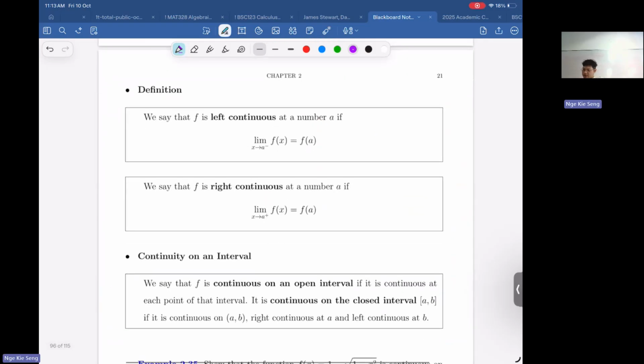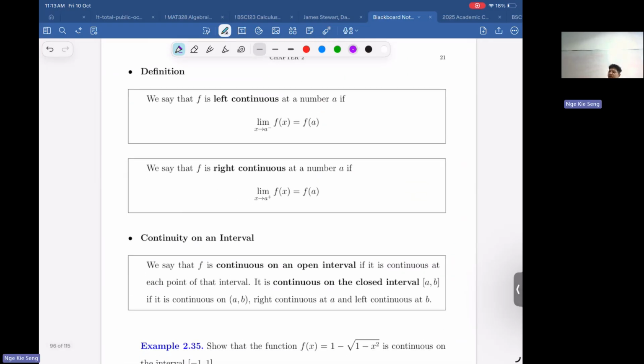All right, let's continue. Similar to limits, we can define what is left continuous and right continuous, meaning you just check every point from the left. If it is left continuous, then the left limit should be equal to f(a). Right continuity is the same. If the right-hand limit of f(x) equals f(a), then we say it is right continuous.